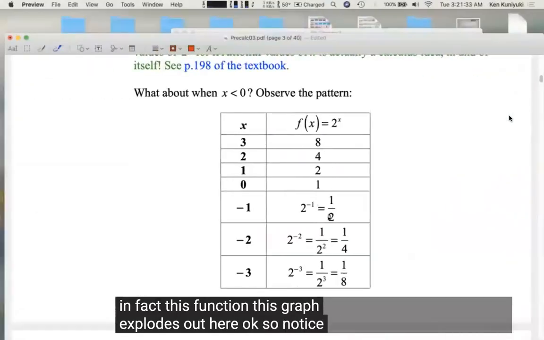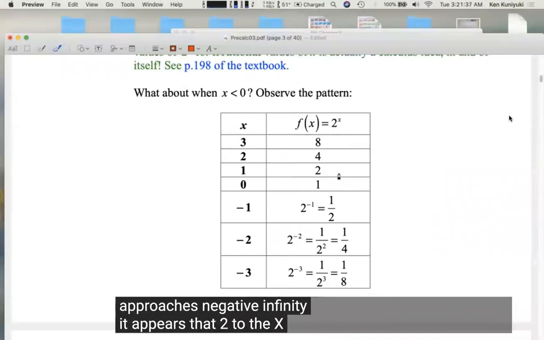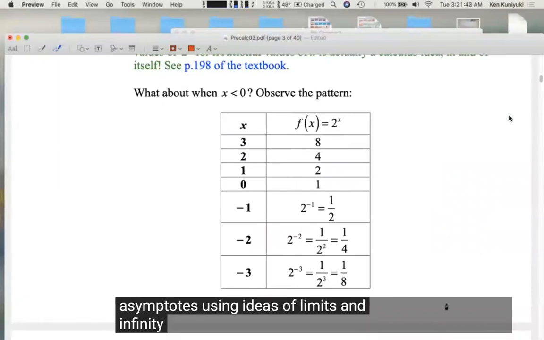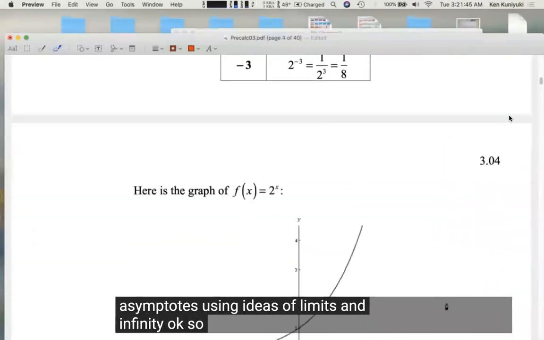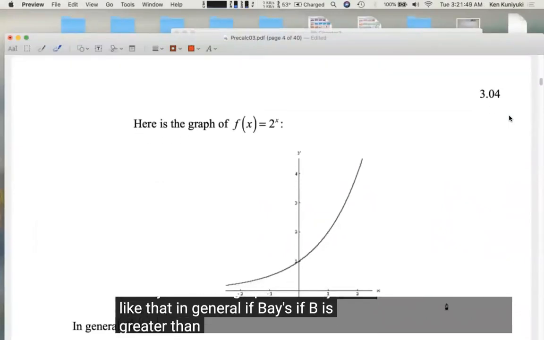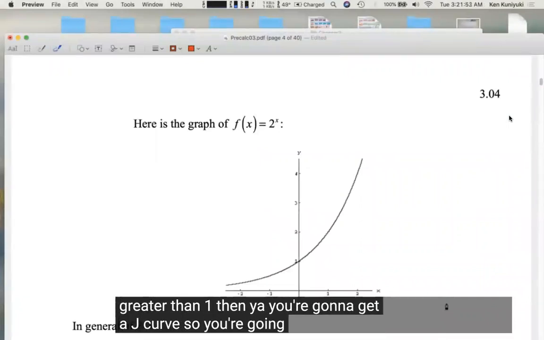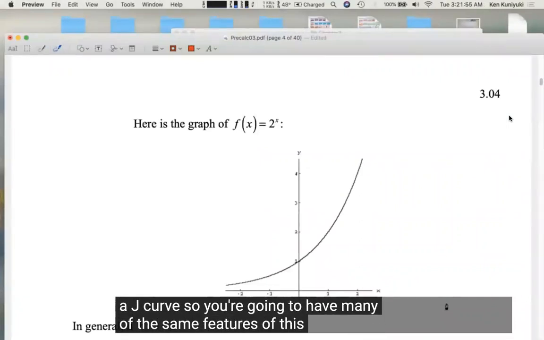Notice that as x approaches negative infinity, it appears that 2 to the x is approaching 0. Remember, we define asymptotes using ideas of limits and infinity. So the graph basically looks like that. In general, if b is greater than 1, you're going to get a J-curve. So you're going to have many of the same features of this.